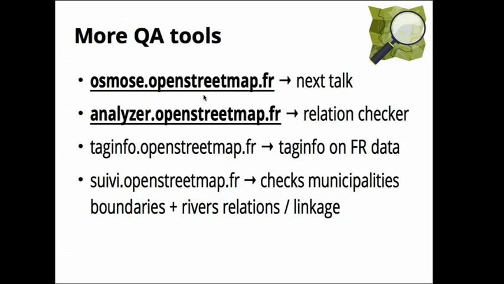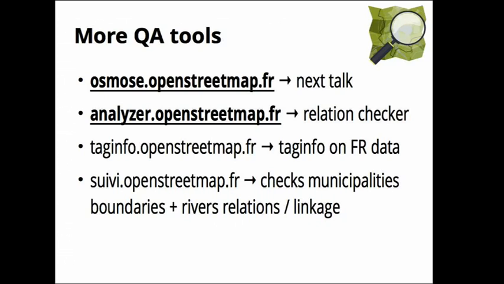So we have many more quality assurance tools. One that is a really major one is Osmose, but there's a talk just after the break about Osmose. Osmose is a tool to detect errors and to show them to help contributors fix them. There's a talk about that, so I will not cover Osmose.